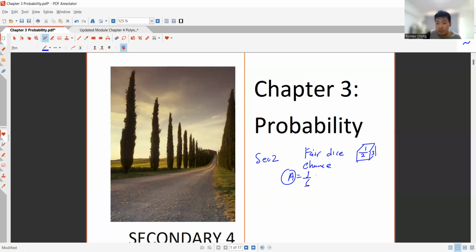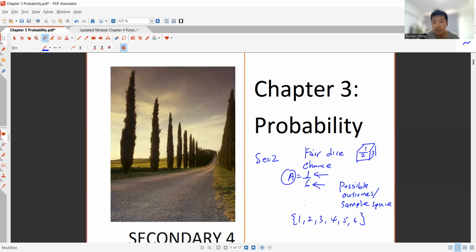So why is it 1 over 6? Because out of all the possible outcomes, there are 6 altogether. You need to know these words, possible outcome, or what we call the sample space. Meaning that when you roll a dice, what are the possible outcomes that you are going to get? Because there are six surfaces, the possible outcomes will be 1, 2, 3, 4, 5, 6. If I want to represent it in a set, this is my sample space: 1, 2, 3, 4, 5, and 6.